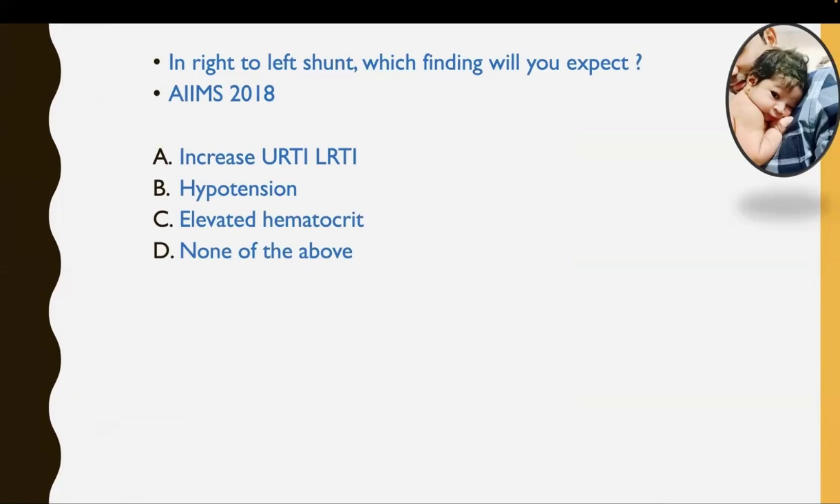Yes, now this is a very nice question. Now this is again classification of congenital heart disease and indirectly MCQs. So in a right to left shunt, which finding will you expect? Very, very nice AIIMS question. Now, firstly, for the classification of congenital heart disease, the first question that comes to my mind is which is a left to right shunt and which is a right to left shunt. So let me make a small diagram.